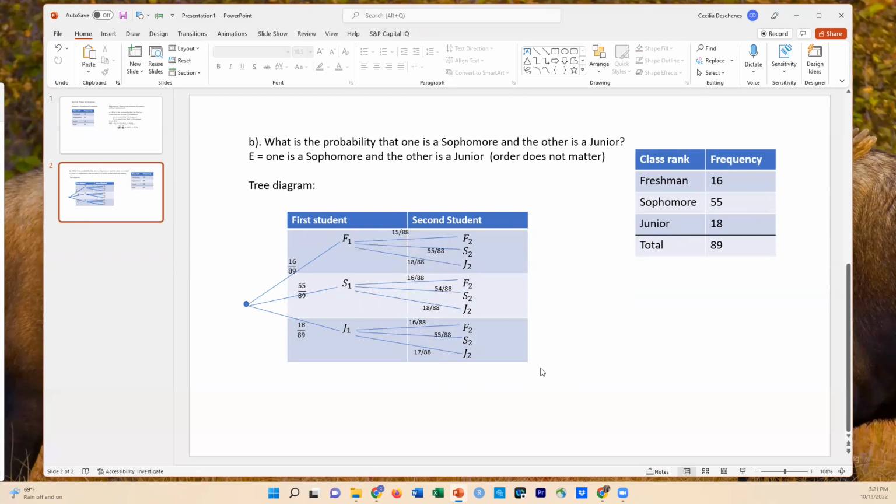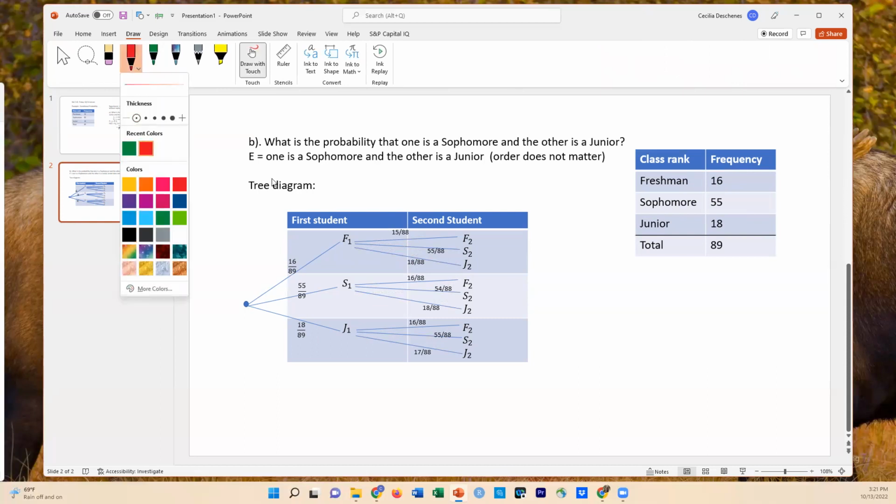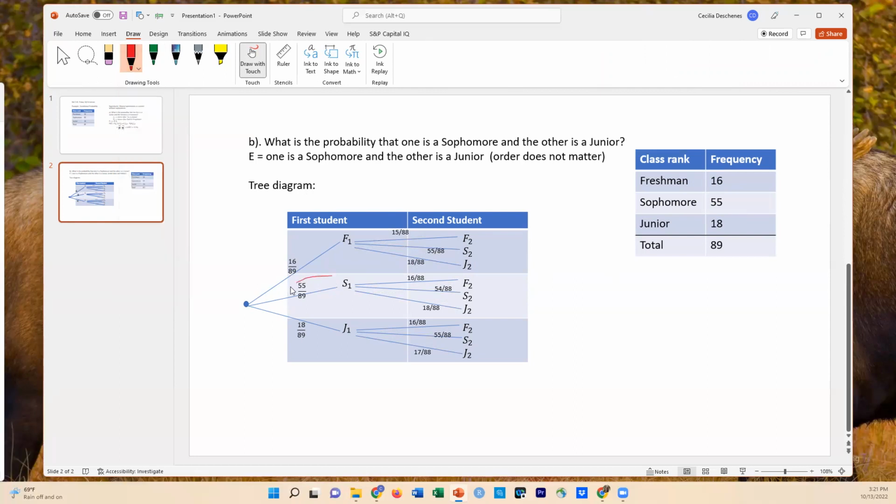All right, so now that we have all the ways we could choose the two students diagrammed out here, what we want to do is identify the ones that we're asking about. So what we want to know is, how do we get one that's a sophomore and the other is a junior? One way we could do this is we could go this branch: sophomore followed by a junior. The other way it could happen is if we start out with a junior and then we choose a sophomore.